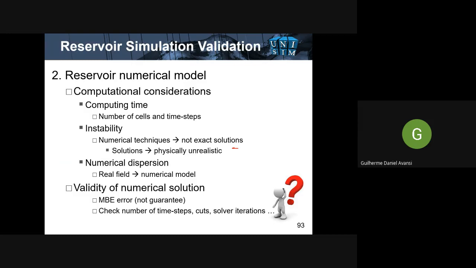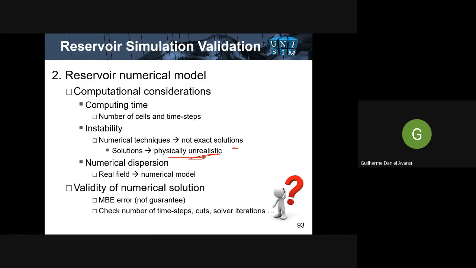We also have cases where the physics is not realistic. So if it's not an exact solution, we have a problem here, and with this problem we have instability in our simulation model. With this instability, we can increase the time to solve all the equations, so we need to be careful in terms of computational consideration, right? And also we can have numerical dispersion, from the real field to the numerical model.